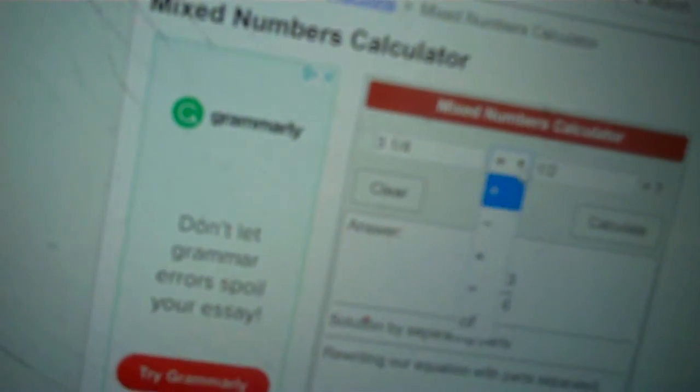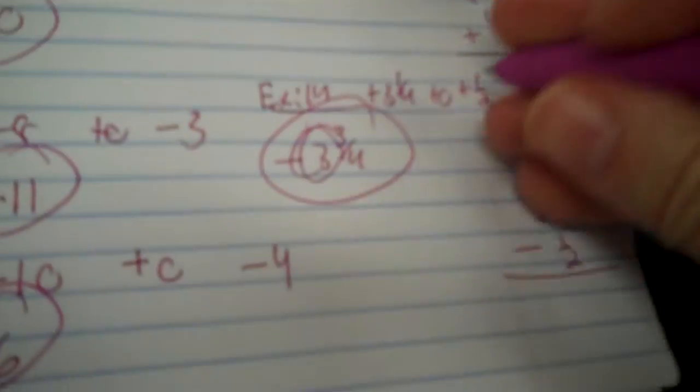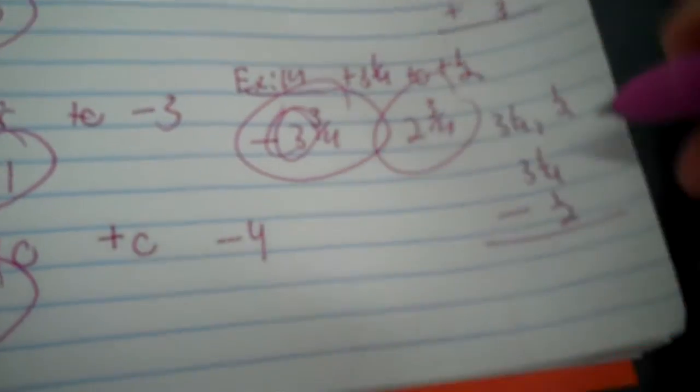Wait a second, did I do that right? Whoops, I accidentally added. I needed to be minusing. Okay, that didn't make any sense. 2 3/4. Because I need to be minusing. Okay, so I'm going to flip the paper over.